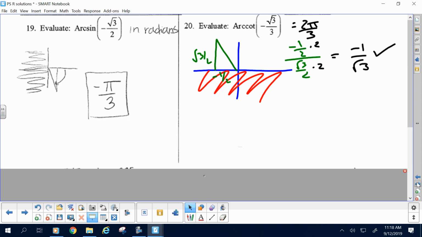Arcsine of negative root 3 over 2 is negative pi over 3. Our cotangent of negative root 3 over 3 is, oh, it's up there, 2 pi over 3. Follow?